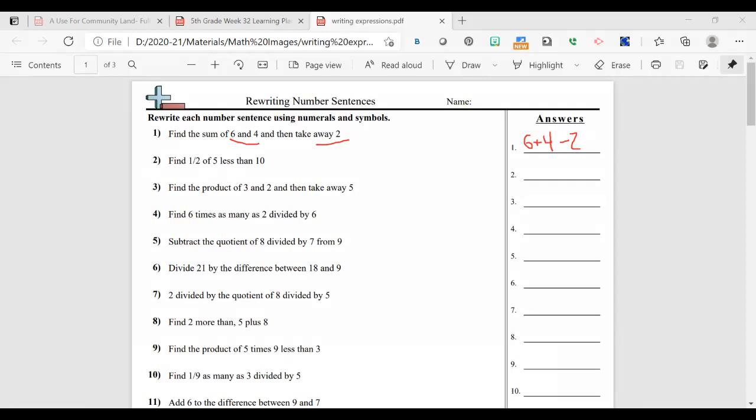Let's do another one. Find half of 5 less than 10. So that's going to be 10 minus 5. And half of it, I can either multiply by 1/2 or divide by 2. So there's some variety. And so that would give me half of 5 less than 10, which is 2.5. But you're not going to need to find the answer. You only need to do this part. So don't worry about solving, just answer.